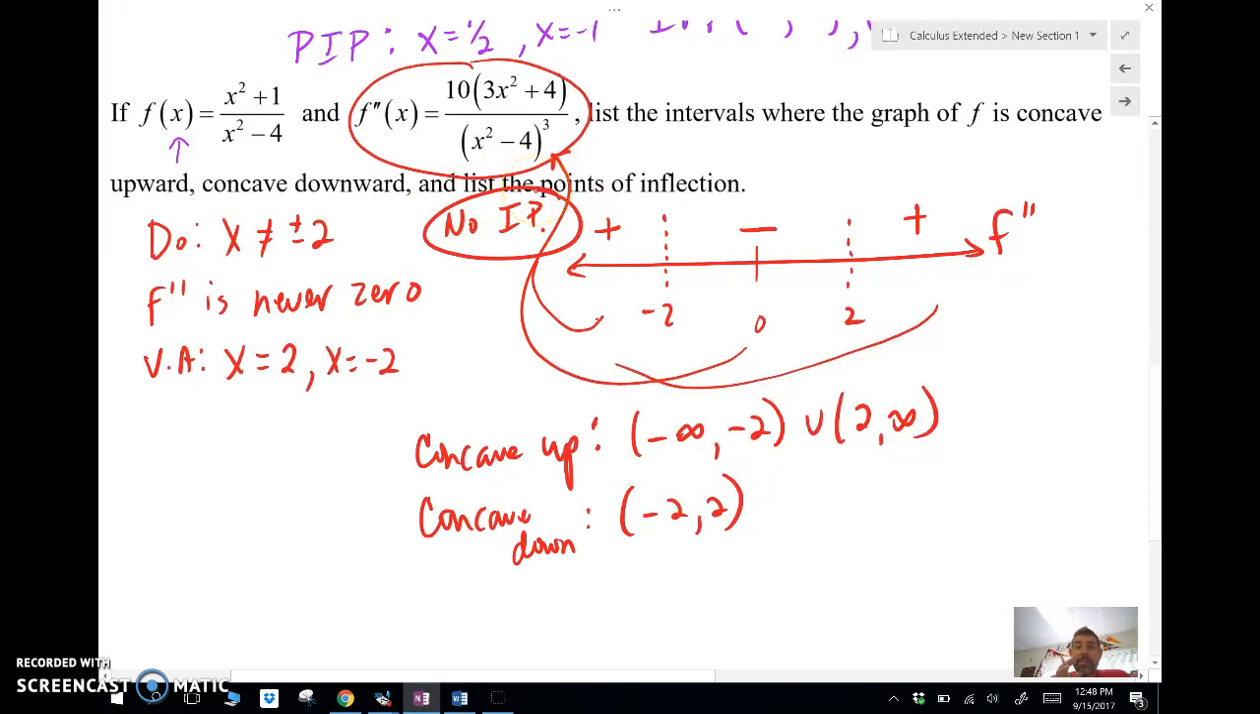All right, so there we go. We've got 2 examples of using the second derivative to find our inflection points and to determine when a graph is concave up and concave down. In the next video, I'll look at a few more examples. See you soon, guys.